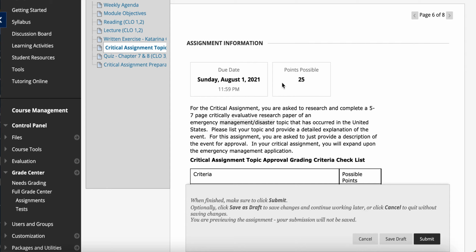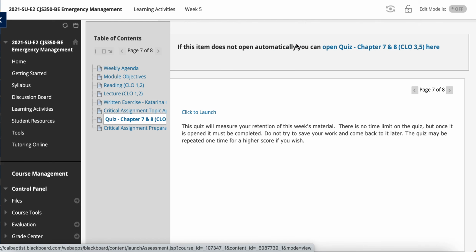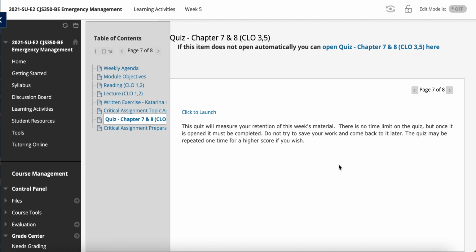We know our due dates, we know our points possible. That is our second deliverable this week. Our third deliverable this week will be another quiz. As you probably already figured out, the quizzes mimic the reading assignments. It's so that we can show retention.